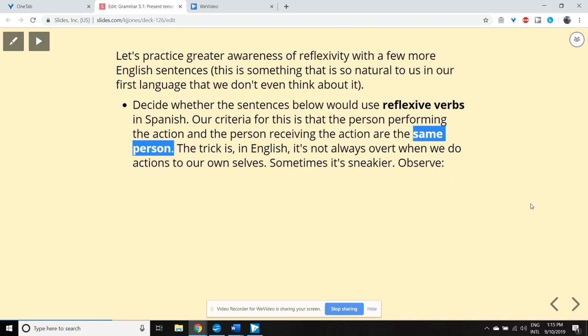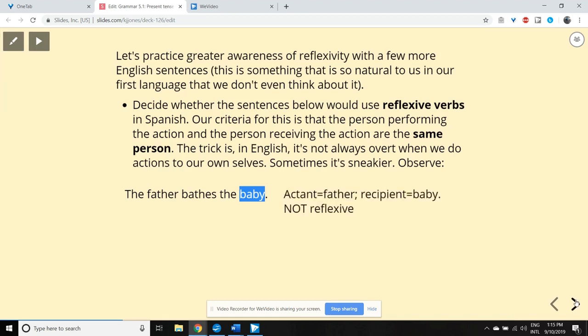So let's look at that. Here's a sentence. The father bathes the baby. And all we do is decide if the recipient and the actant are the same person. So here's our actant, the person performing the action, that's father. And here's our recipient, baby, person receiving the action. Those are not the same people. This action is not reflexive.